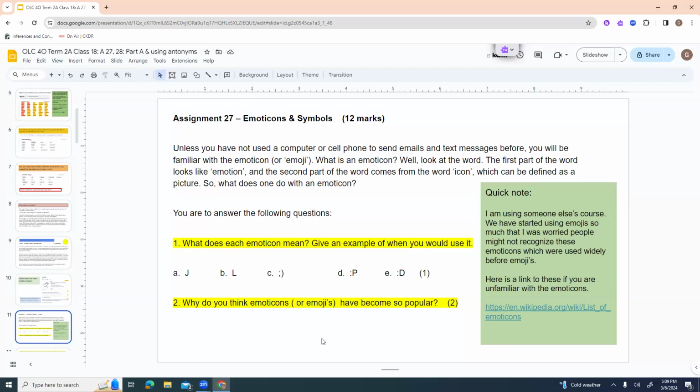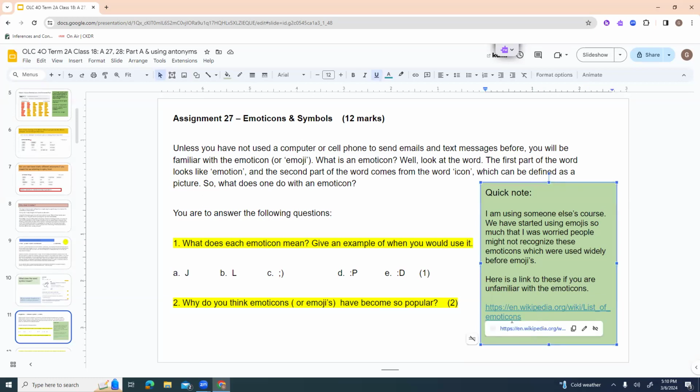Now, we have started using emojis so much these days that I'm kind of worried that people might not recognize these emoticons. These are what they used back maybe 20 years ago, and they were pretty widely used before emojis. But a lot of times these days, if you typed these into your computer, it would automatically turn it into the emoji. So our first question says, what does each emoticon mean? And give an example of when you would use it.